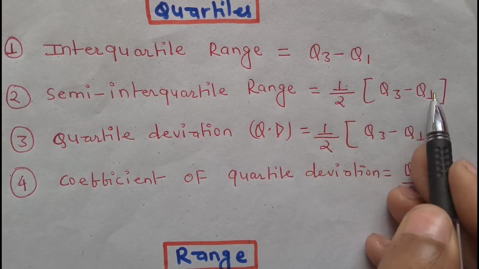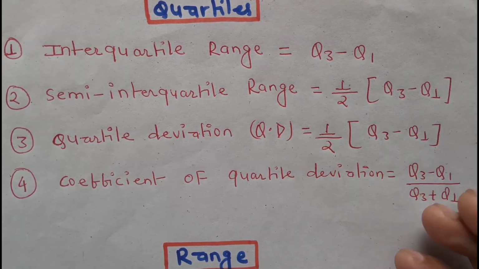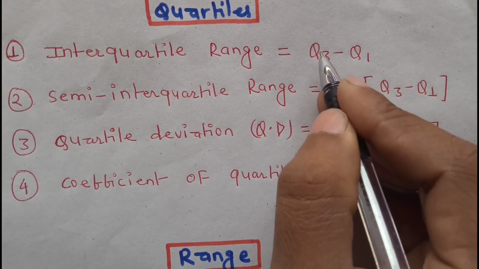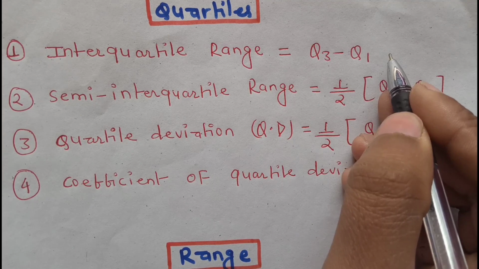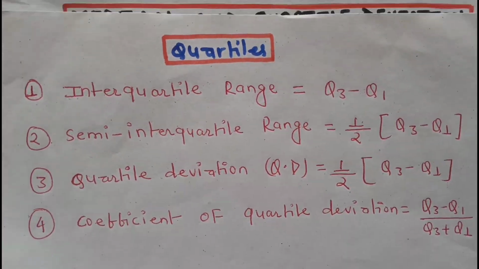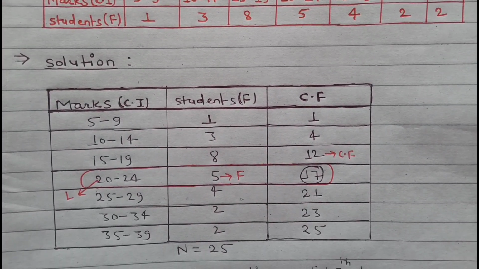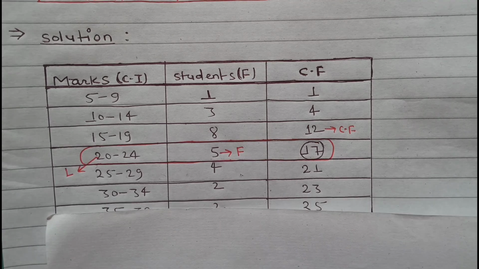There is Q3, Q1 in each of these. So we have to find out Q3 and Q1. Q3 is called the upper quartile, Q1 is called the lower quartile. Q3 is also called the third quartile, Q1 is also called the first quartile. Clear? So we have to find Q3 and Q1 first. From this table, I'm not going to make another table for Q1 or Q3. I'm going to solve the same way for Q1 and Q3.